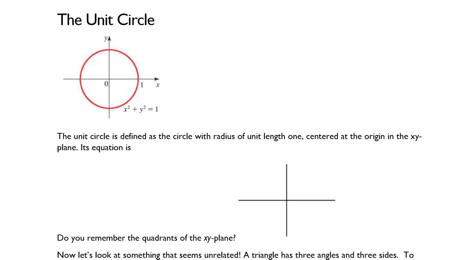Most of you know what a unit circle looks like, and you could probably even draw one on your own without looking at this picture. The unit circle is defined as the circle with a radius of unit length 1, centered at the origin in the xy plane. Its equation can be written as x squared plus y squared equals 1.